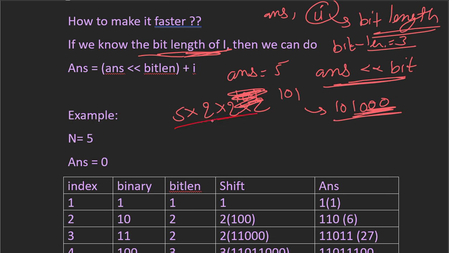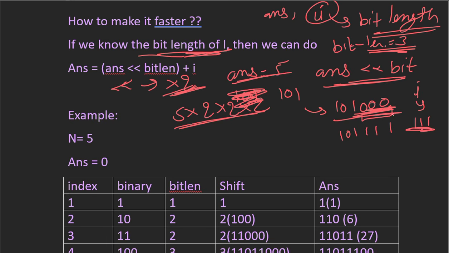That means we are multiplying 5 by 2, 3 times. This is equal to this because one left shift is equal to multiplying by 2. So if we are shifting by 3 times, we are multiplying it by 2 three times, right? And then we'll add the number over here. Suppose I have 111, then those will be added, so it will become 101111. Now if you see here, earlier our answer was 5, and 111 is 7, so this is 7.